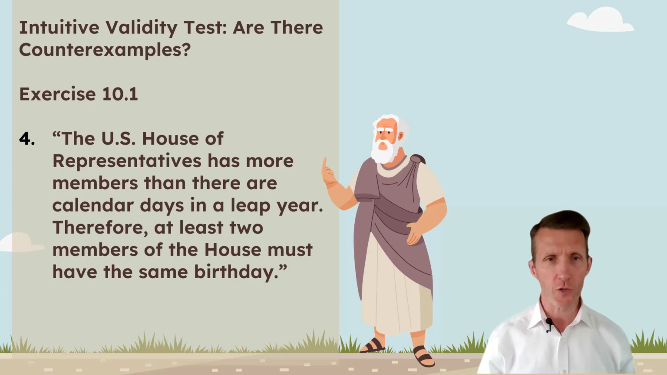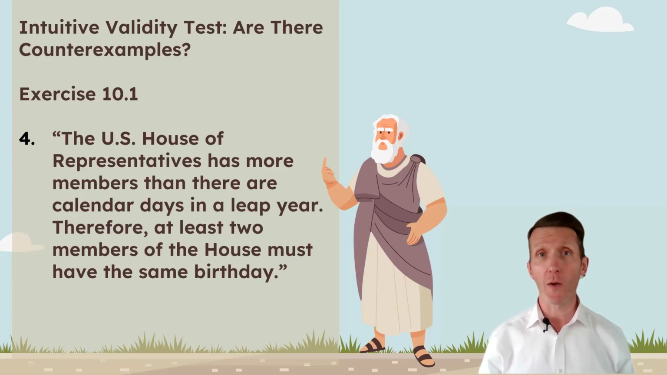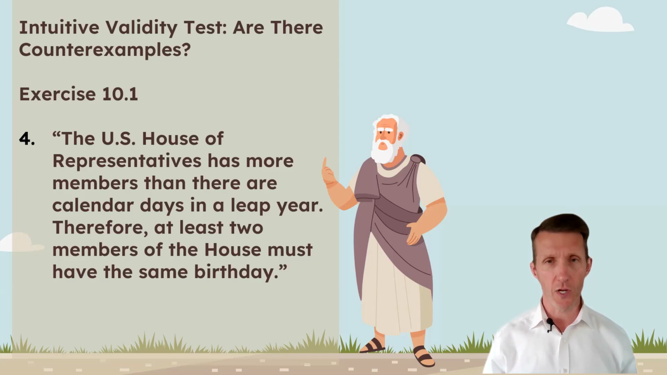So the U.S. House of Representatives has more members. They have 435 members, by the way. More members than there are calendar days in a leap year, which are 366. Therefore, at least two members of the House, at least two of these people, have to share the same birthday. What do you think? Is that a valid argument, or can you consider a counterexample?